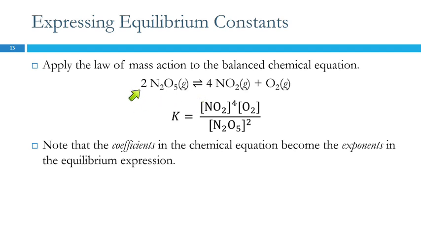So here's another chemical equation, N2O5 in equilibrium with NO2 and O2. So we can write the equilibrium constant expression for this. It's going to be the products, NO2 raised to the fourth power, times oxygen. We didn't write the coefficient 1 here. We don't have to write the coefficient 1 there, the power exponent there. And that's divided by N2O5 squared. Okay. The coefficients become the exponents.